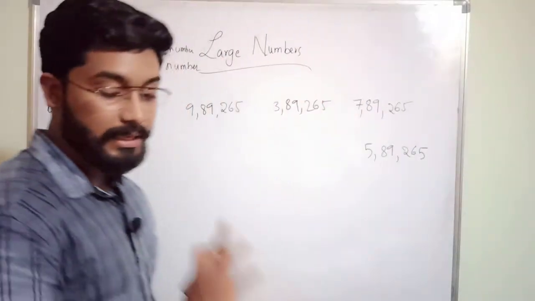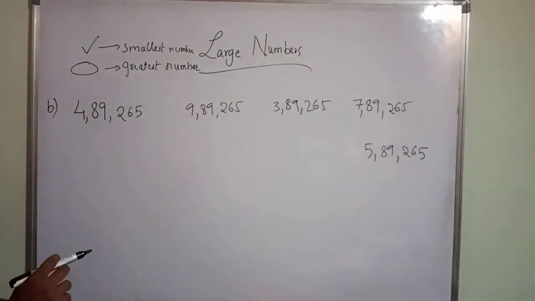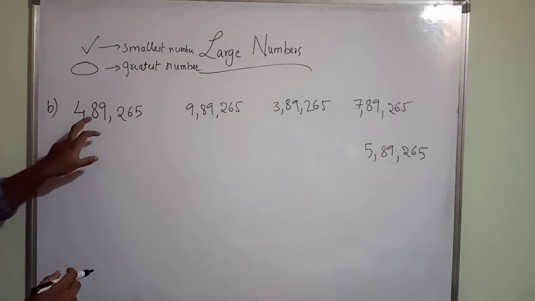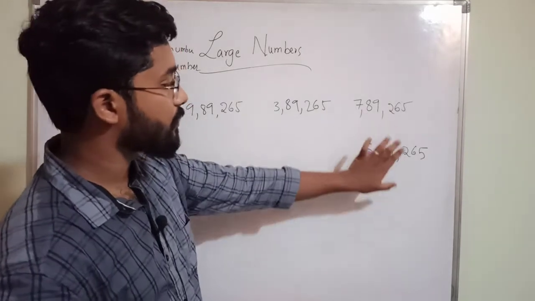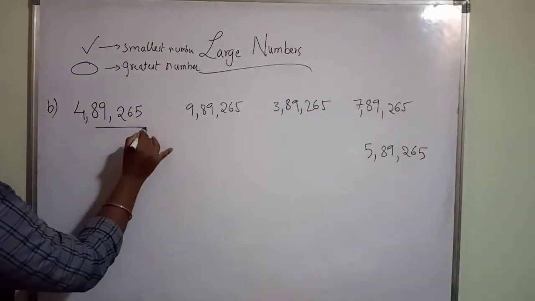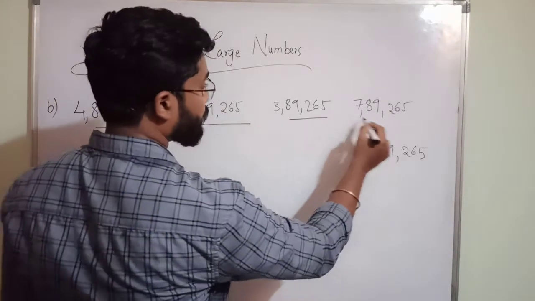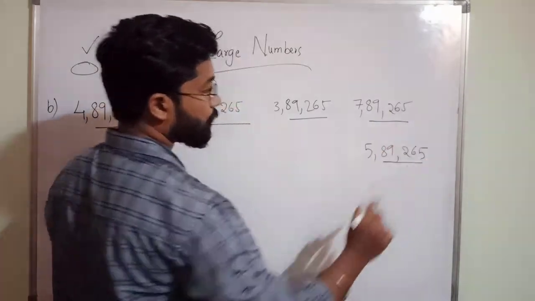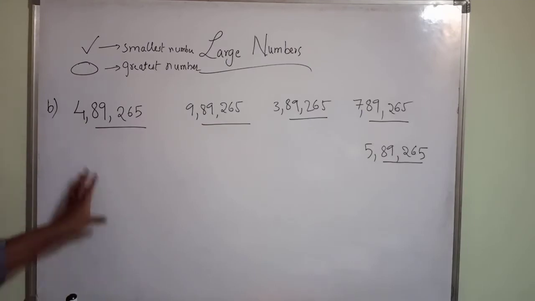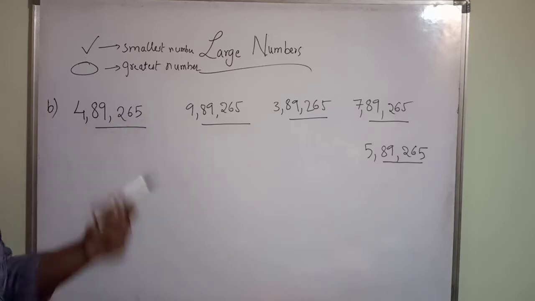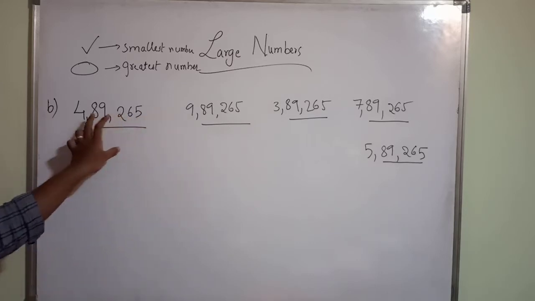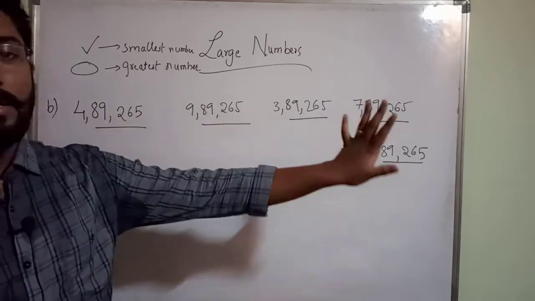Once again, see the numbers carefully. Is there anything in common? You have to see. What is the common? 89,265. 89,000. These 5 digits are same. So what you have to find here? You have to find the greatest number. Among all these, what is the greatest number? Of course, 9 is the greatest number. So all these are common. 89,265 is the common number in all these.